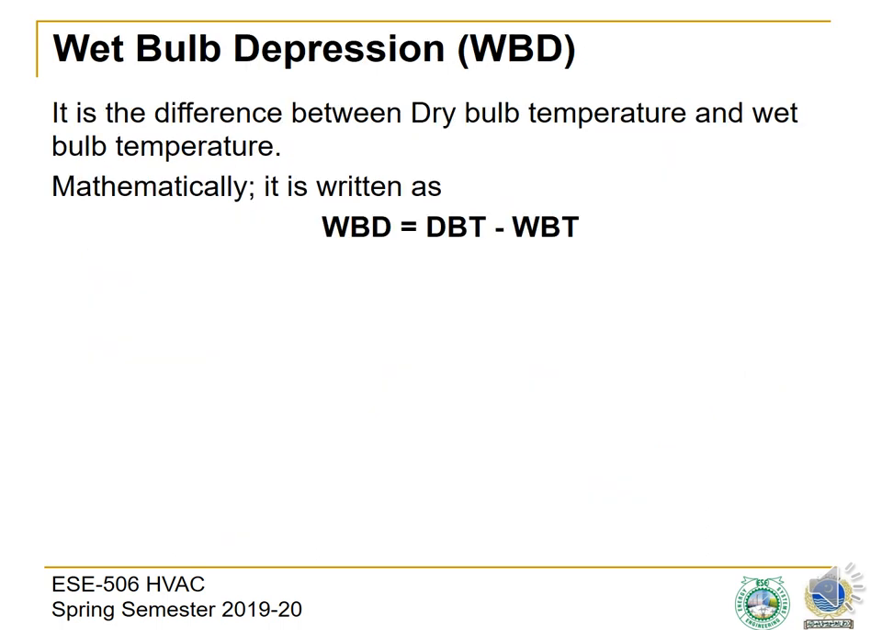Wet bulb depression is the difference between dry bulb temperature and wet bulb temperature. Mathematically, it is written as wet bulb depression is equal to dry bulb temperature minus wet bulb temperature.